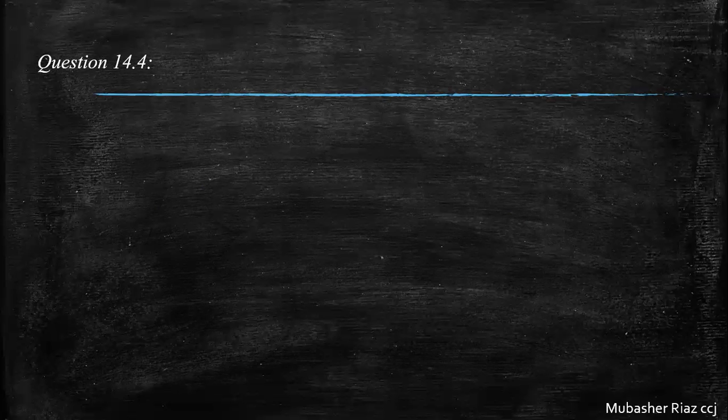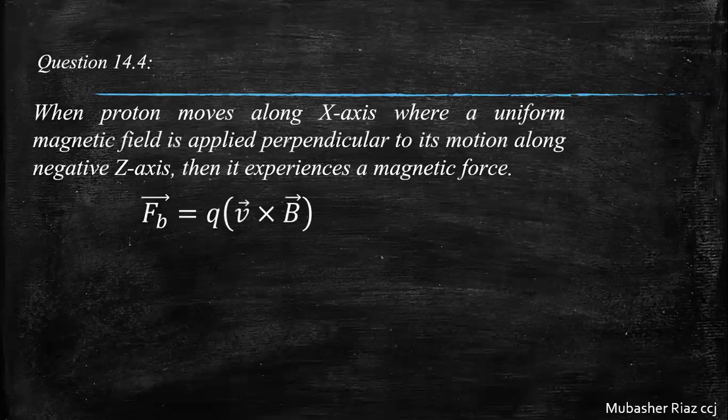Will the proton continue to move in the same direction under the action of the magnetic force? So here the proton is moving along the x-axis, whereas a uniform magnetic field is applied perpendicular to its motion along the negative z-axis. Since we know that when a charged particle moves through a uniform magnetic field, it always experiences a magnetic force, which is Fb equal to Q into V cross B. So this is the magnetic force experienced by the charged particle.